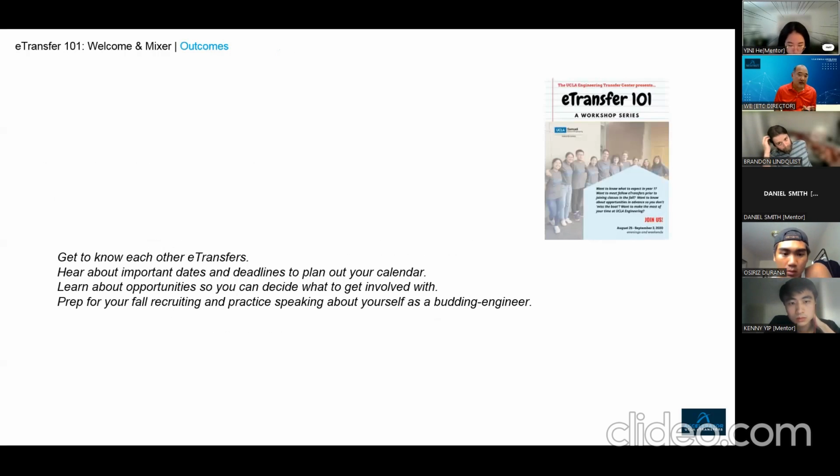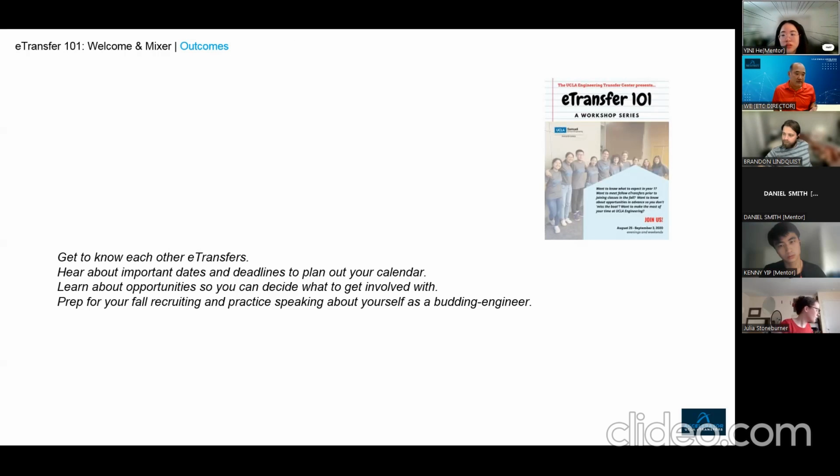Okay, so the outcomes of these workshops are obviously for you guys to get to know each other as well as the staff. We're going to tell you about important dates and deadlines so you can plan out your calendar, and you're going to need to do that, right? Part of being a successful engineering student is really being able to compartmentalize your time and dedicate the time that you need to do the things to get the outcomes that you want, okay? We also want to share with you about all of the different opportunities and when they come during the year so that you can decide what you want to get involved with, okay?